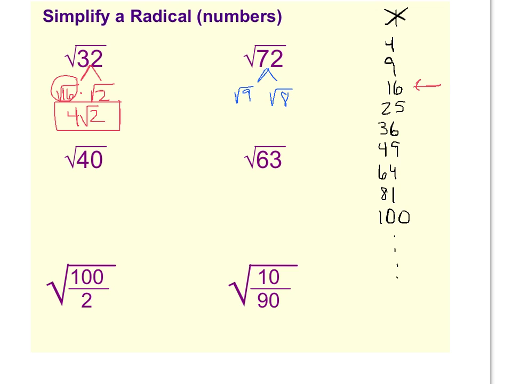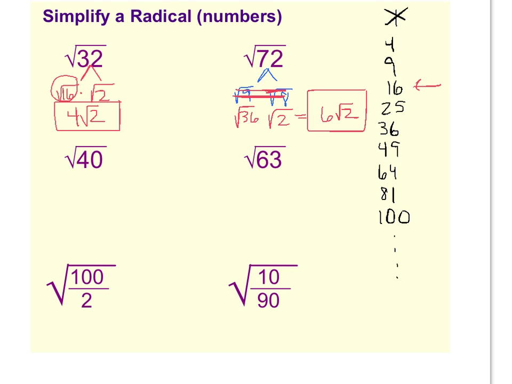So if we think about a bigger number that's going to fit into 72, keep looking at your list. 16 does not fit in, 25 does not, but 36 does. 36 actually fits in twice. So we take the square root of 36, which is 6, and the square root of 2 stays the same, so we have 6 times the square root of 2.